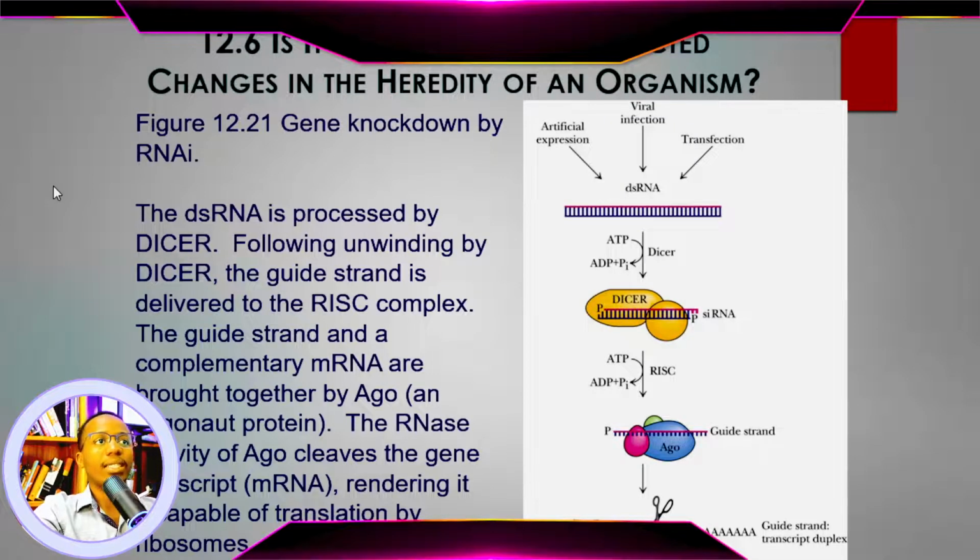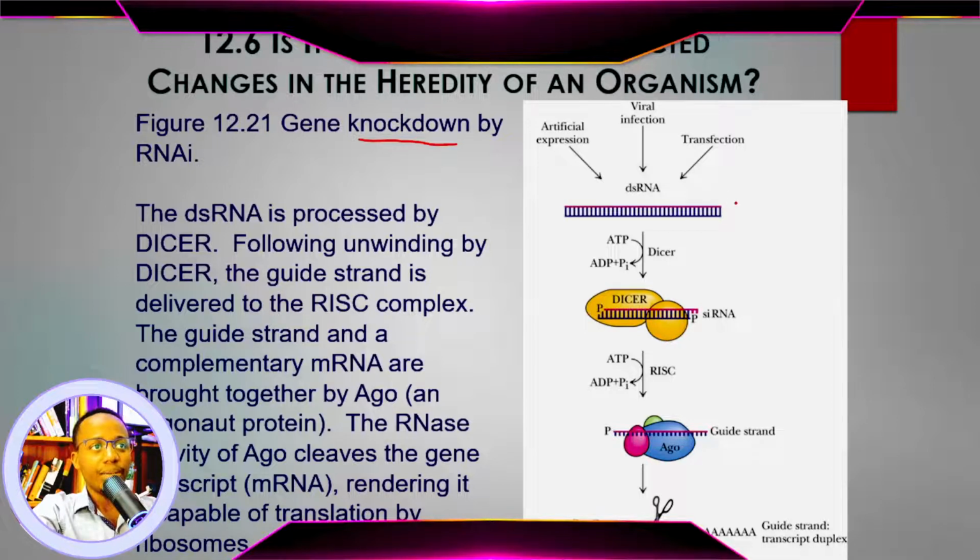So how does RNA interference work? RNA interference, and again, instead of knockout, we call it knockdown. This was taken from knockout, so knockdown, which is down regulating, inactivation, things like that. So how does that work?